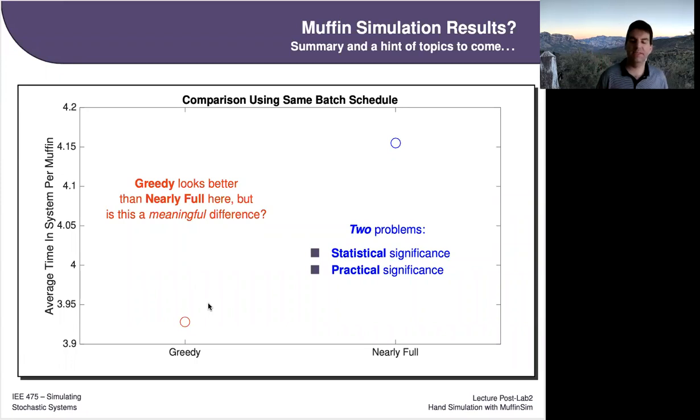The second problem is a problem of practical significance. If I look at the difference between these, I don't know what actually makes a difference in the whole cost-benefit analysis. I might be able to show statistically that the nearly full schedule is slower than the greedy schedule by, say, 5 seconds per muffin. Well, then we have to ask ourselves, let's say that whatever I would need to do to reorganize my bakery to use the greedy schedule in real life would cost a significant amount of money. Is that cost of reorganization worth the 5 seconds per muffin?